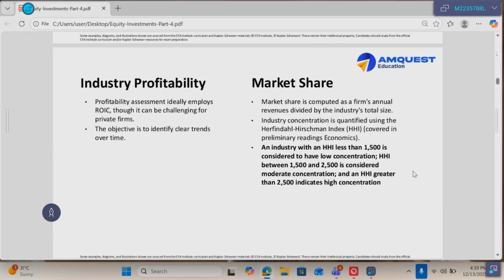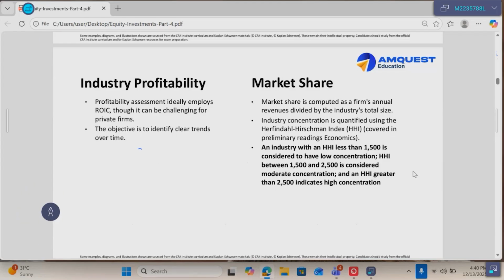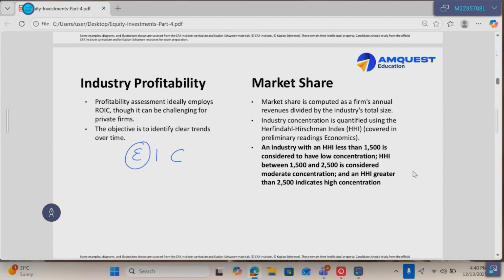Okay. So now moving on, we'll talk about industry profitability and market share. Now, industry profitability, you have to identify, as I was talking about, we have something called the EIC approach. E is the economy, I is the industry, C is the company. So after analyzing the particular economy or the country in which you want to invest your money, whether the economy is growing, whether the GDP is growing, what about the inflation, what about the interest rates, what about the political scenario.